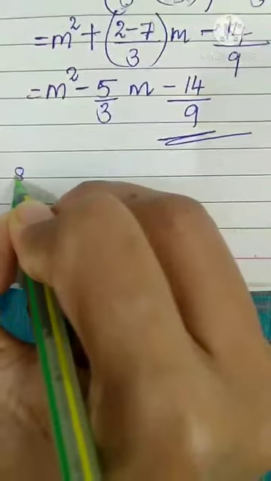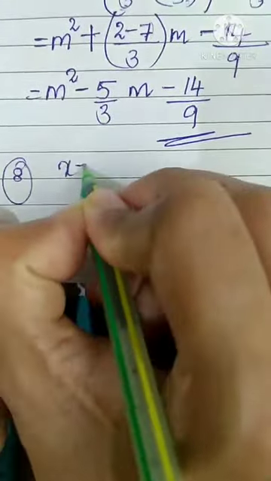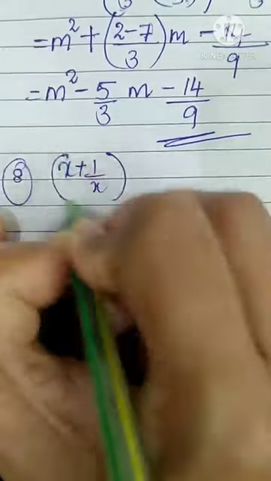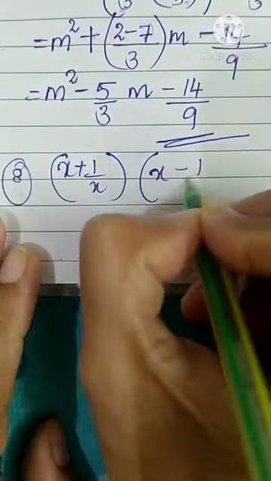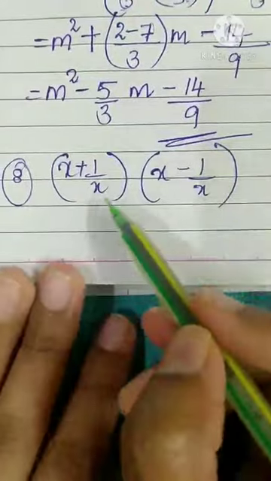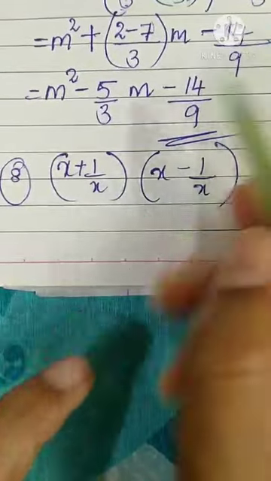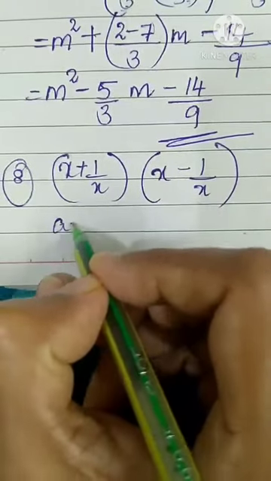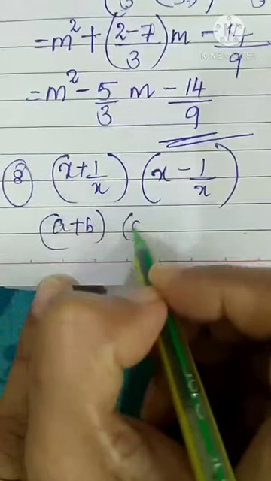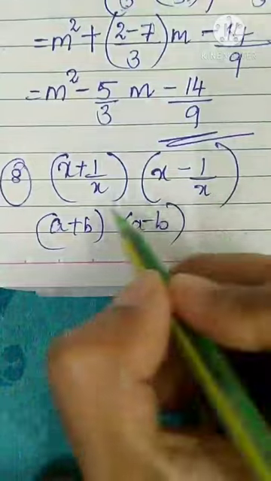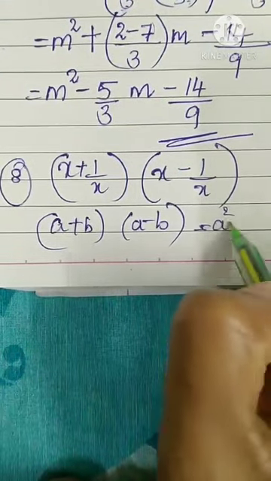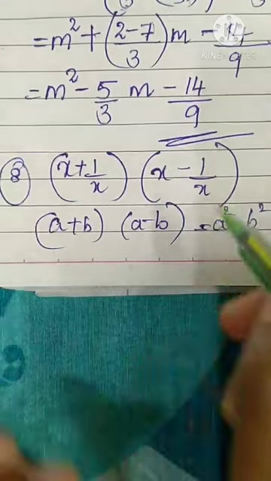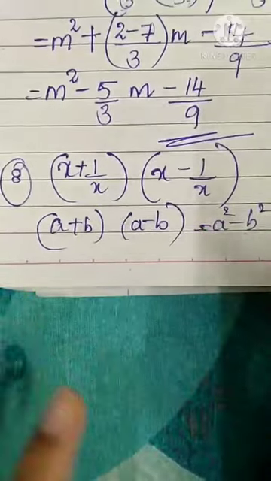Now we have the 8th sum. The question is x plus 1 upon x and x minus 1 upon x. This is same like the sum that I explained before. Here you can use which formula? This is same like a plus b, a minus b, which is equal to a square minus b square. With this formula you will get the answer fast.